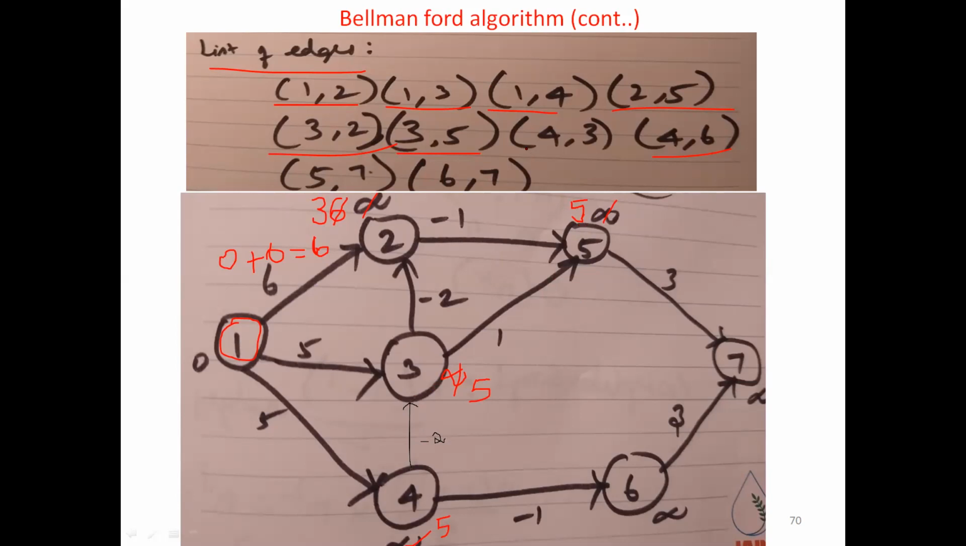Next I will remove 4 comma 3. So 5 minus 2 is 3. It already was 5, so I make it 3. This is a better choice. This is the path where I can reach from 1 to 3. I can go via node 4. So to reach 3, instead of going directly from 1 to 3, I can go via 1, 4, 3. That is the best choice right now.